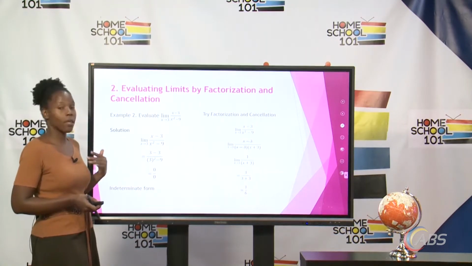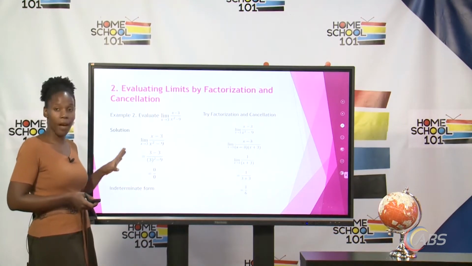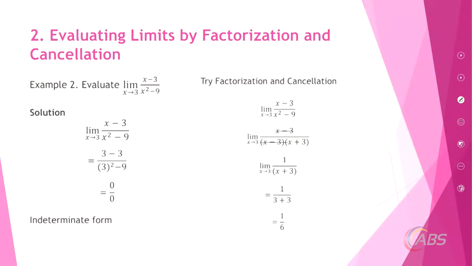Hence, we cannot directly substitute, but what we would need to do is to factor the expression. Now, if we look carefully at the denominator, x squared minus 9, we can see that x squared minus 9 is a difference of squares. So we can rewrite x squared minus 9 as x minus 3 times x plus 3. Once we have factorized, we can go ahead and cancel. In this case, I would cancel x minus 3 and x minus 3. I'm left with a fraction 1 divided by x plus 3.